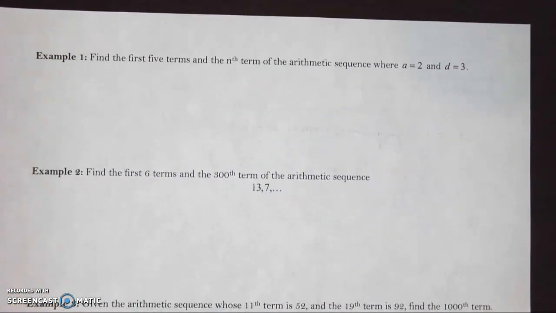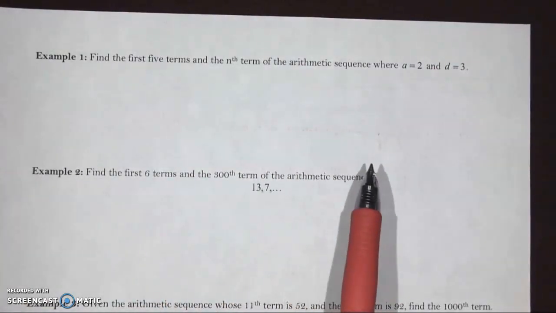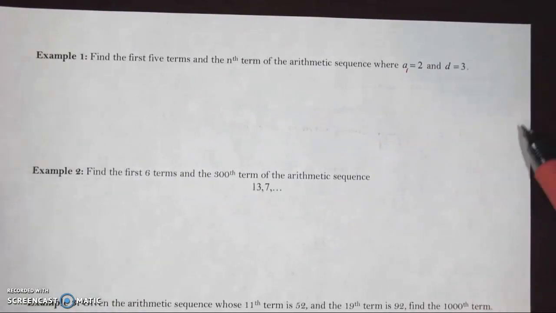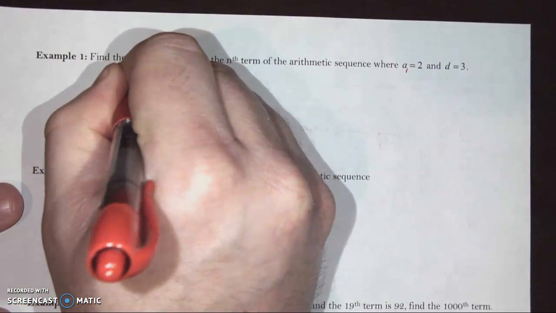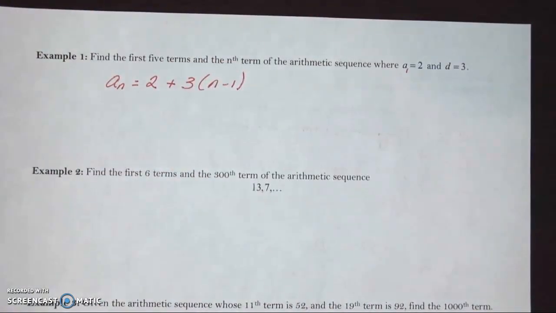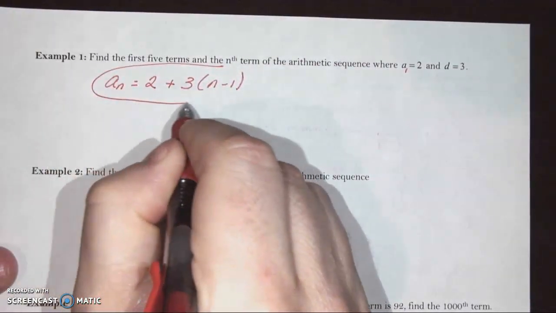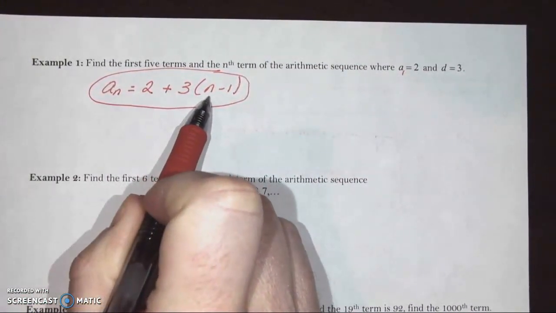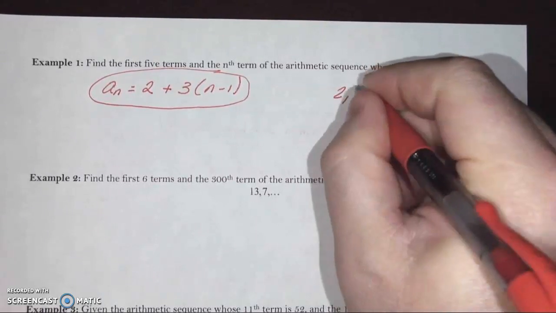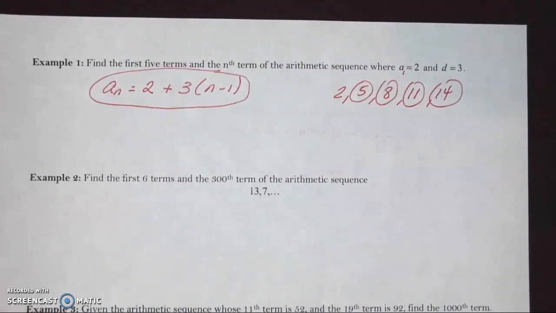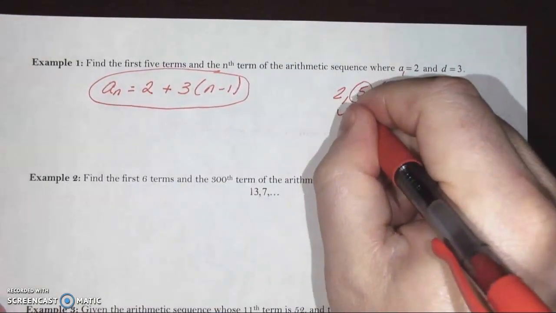So, example 1 asks us to find the first 5 terms and the nth term of an arithmetic sequence where a equals 2. That means the first term by definition, and d equals 3. So, the nth term will equal the first term plus the common difference times n minus 1. That will be our explicit formula. To find the first 5 terms, we already found the nth term. We could plug in 1, 2, 3, 4, and 5 for n, or in this case, if it's a common difference of 3, I don't really think we need to plug all those numbers into the formula.